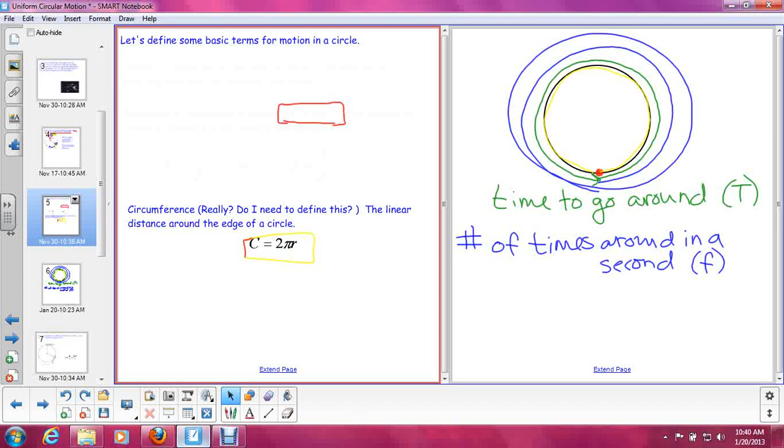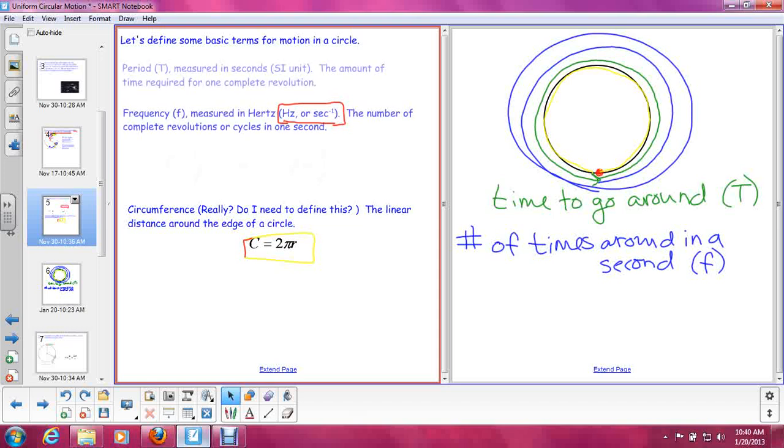So, basic terms for motion in a circle: period, amount of time to go around once; frequency, number of times to go around in 1 single second; and circumference, the distance traveled by the object.